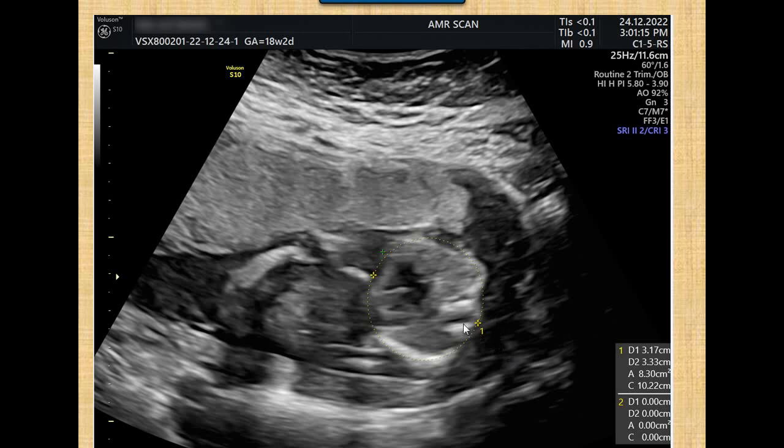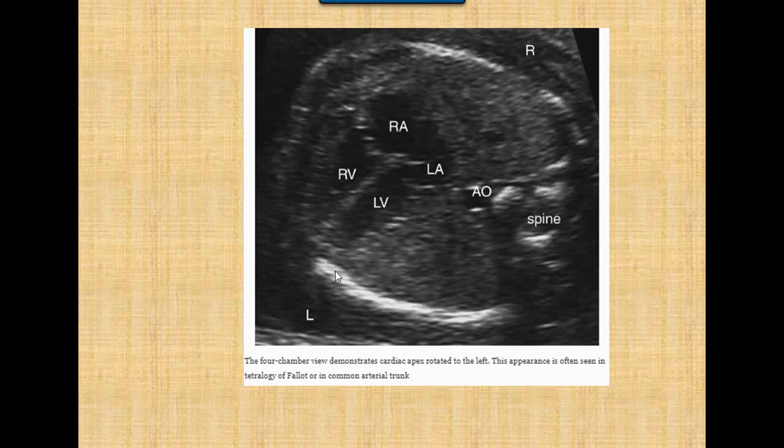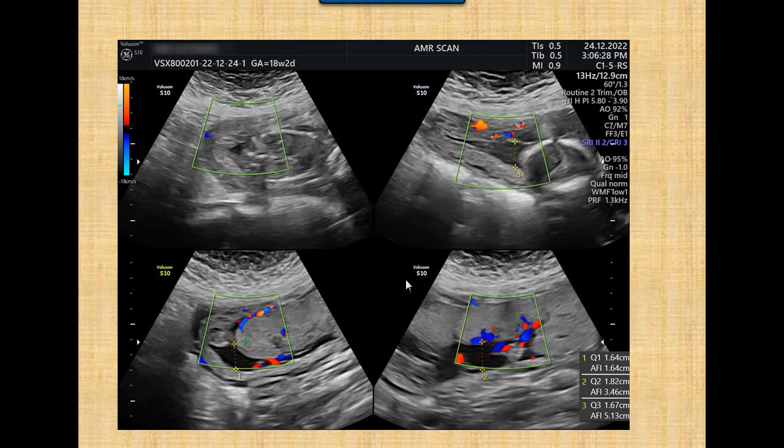And here, the chest circumference to the abdominal circumference was also diminished at about 60%. The normal is 80 to 100%. And the significantly short rib should reach to the level of the apex. And this is an example of a normal case. You will notice that the rib ends at the apex of the heart. And here is an image of the marked oligoamnios.